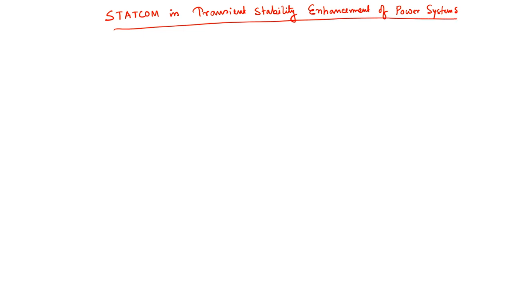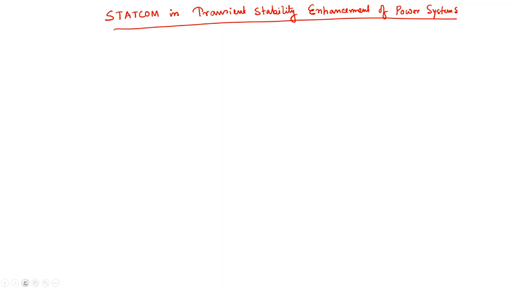Now, here I will discuss the comparison of STATCOM's ability to enhance the power transfer capacity and the transient stability with that of the SVC, or static var compensator. So, let us plot the STATCOM P delta characteristics and explain its ability to enhance the transient stability, and then I will compare it to the SVC. Okay. So, to do so, let us plot this P delta characteristics once again.